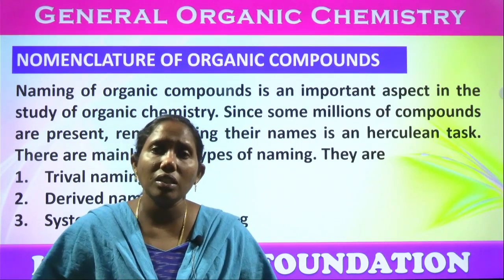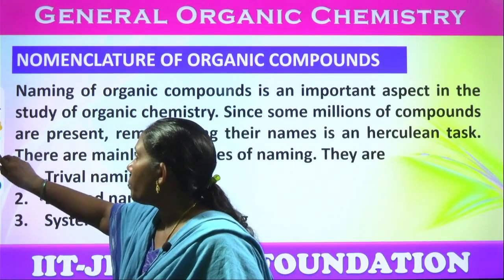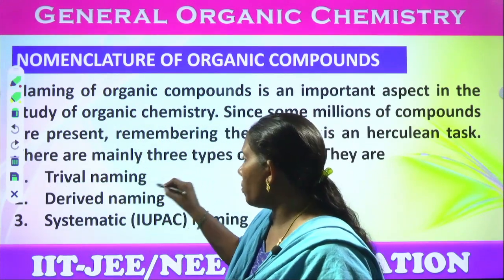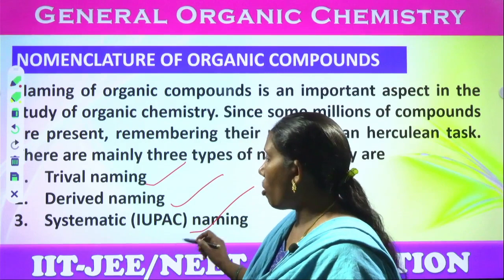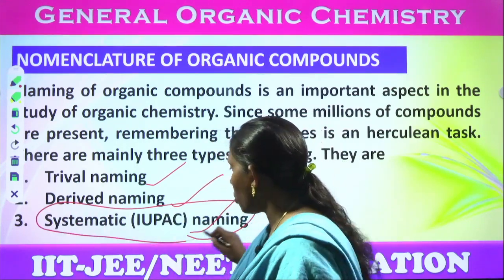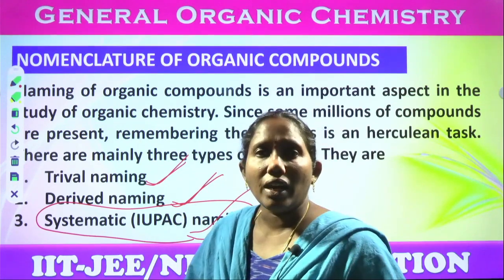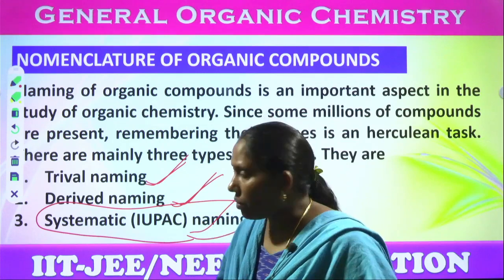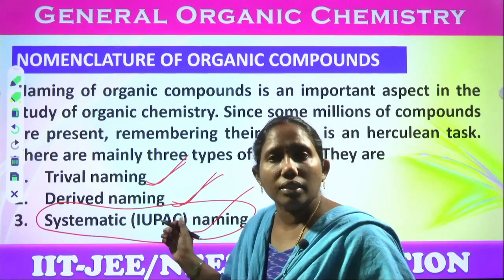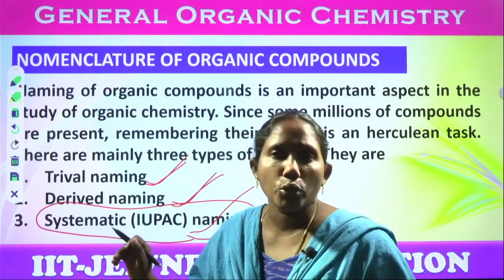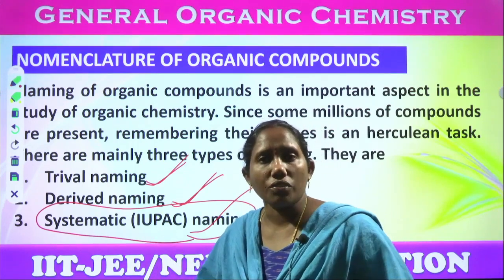Even so, by naming these we have three types of names. What are those? Some of the naming is trivial naming, derived naming and systematic naming. The nomenclature we are studying uses these systematic names. This trivial naming or derived naming we have to remember, but how many can we remember like that? So that's why we are following systematic naming. If we know the systematic rules, then whatever organic compound is given, we are able to write the name, right? So that is the purpose of the nomenclature here.